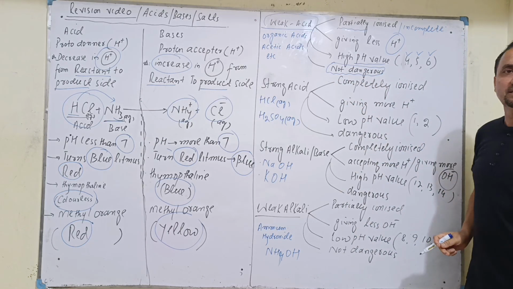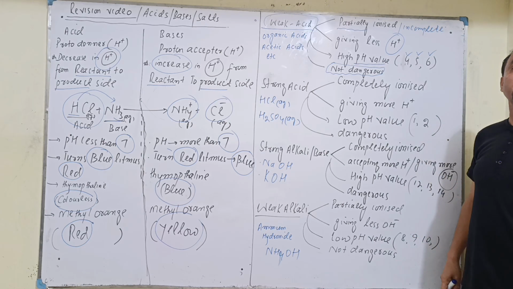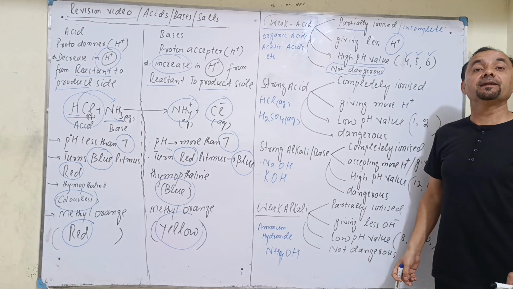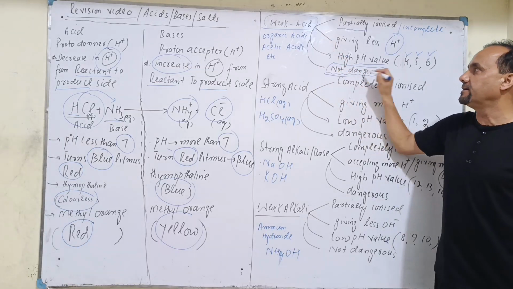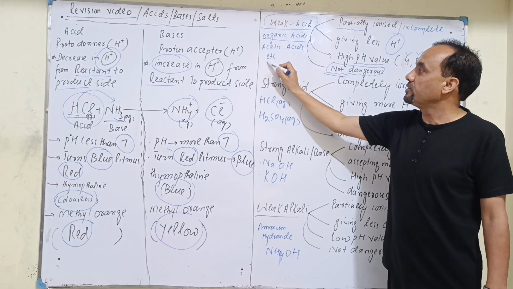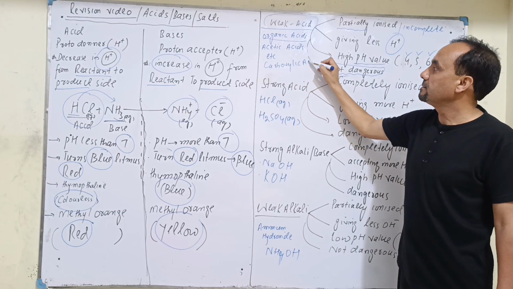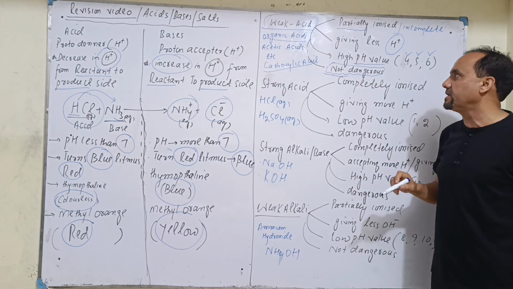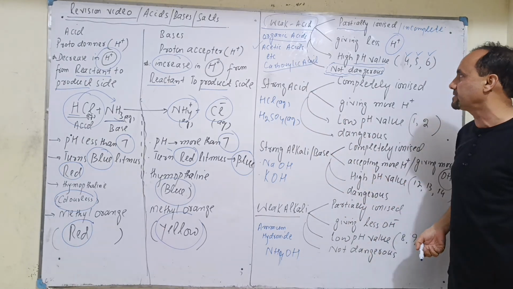There are so many weak acids that we are using. You are using lemon that contains citric acid, milk that contains lactic acid, and vinegar that contains acetic acid. So the weak acids are not dangerous. The examples: all organic acids, or you can say carboxylic acids, are weak acids. The best examples are acetic acid, propanoic acid, butanoic acid.